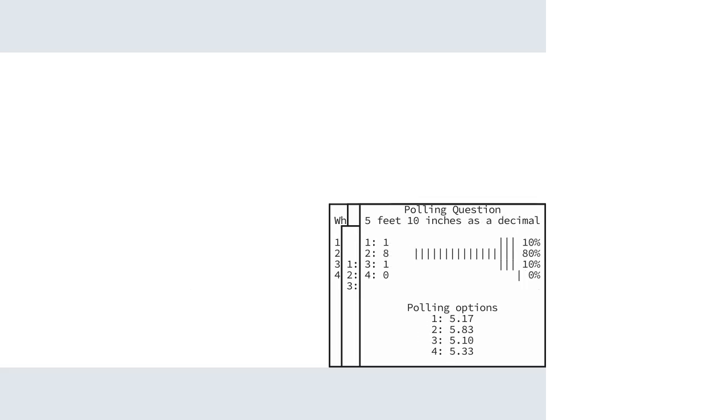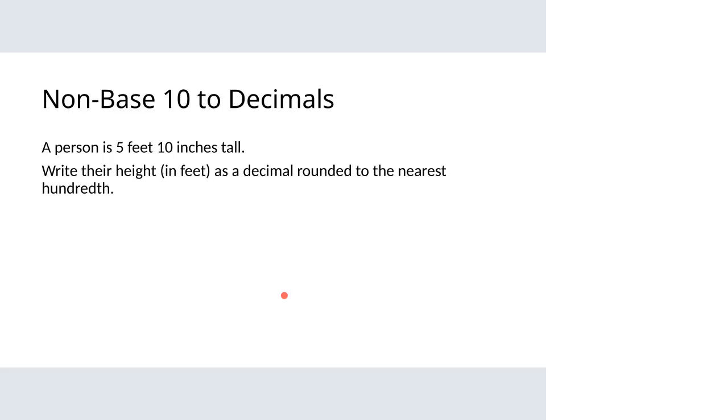Okay, not unanimous, but definitely strong agreement there. Okay. So, keeping in mind that it's 5 feet 10 inches tall, and a key part here is that there are 12 inches in 1 foot. So, in order to have a whole foot, you'd have to have 12 inches. This person is 5 feet 10 inches tall.